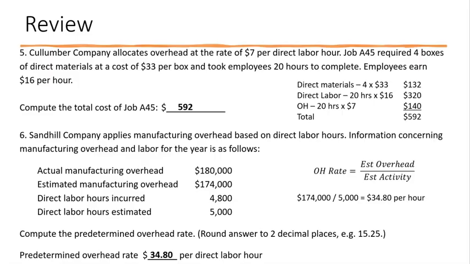And then a follow-on question could be, if we applied that rate for this scenario, would we be over or under applied? So you take direct labor hours incurred times the rate and compare that to your actual manufacturing overhead. If your rate times the hours is more than 180,000, you would be over applied. If it was less than 180,000, you'd be under applied.